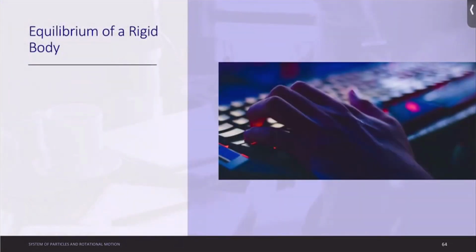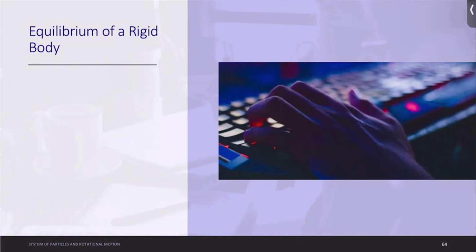Now let us look at the new subtopic, which is equilibrium of a rigid body. So as we go on towards new subtopics, we are basically trying to implement all the concepts which we have studied in the previous discussions and now trying to implement something new. Okay, so equilibrium of a rigid body.